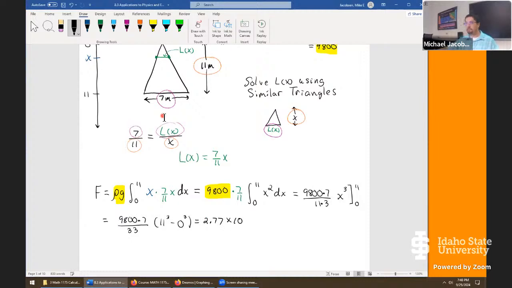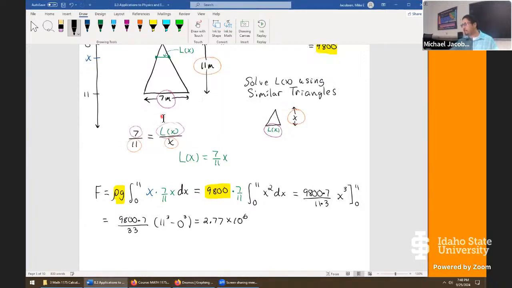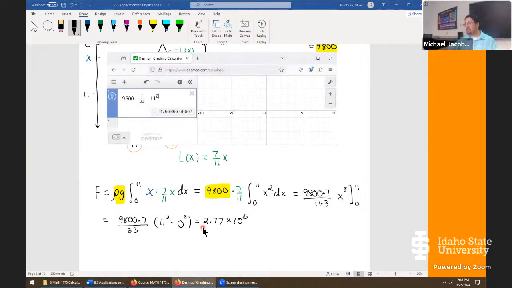times 10 to the power of, let me double check my decimals, 1, 2, 3, 4, 5, 6. 10 to the power 6, rather. I was thinking 10 to the power 7. That's not with scientific notation. Does that look better, folks? 10 to the power 6? Awesome. And this has a unit.